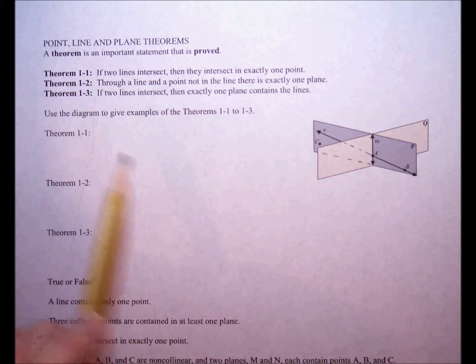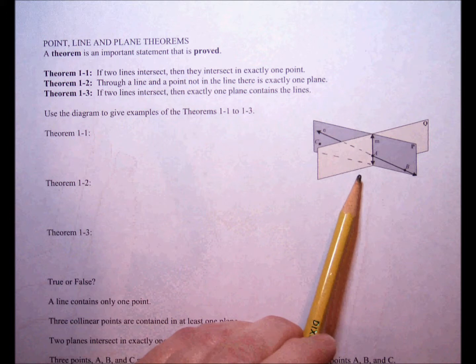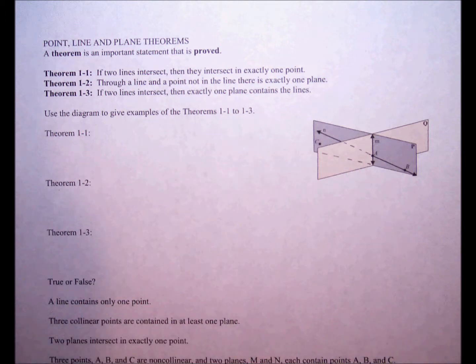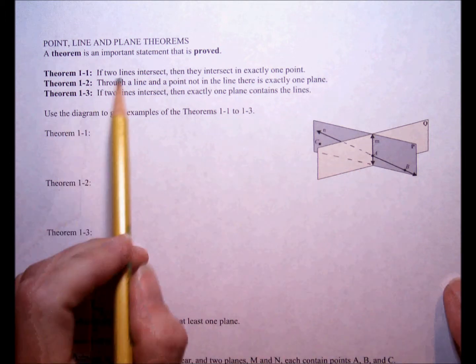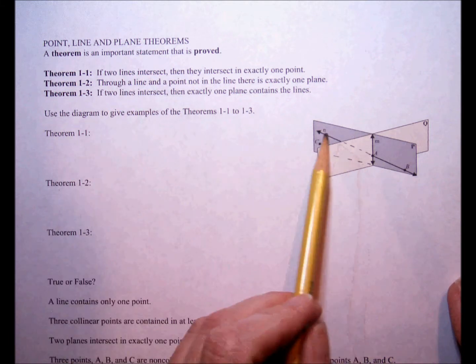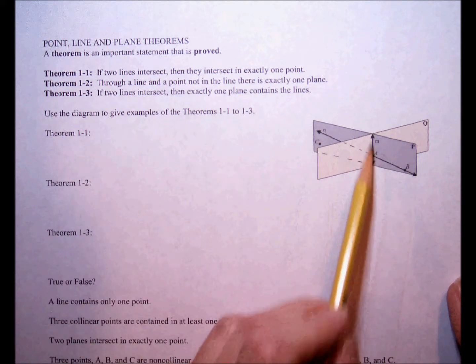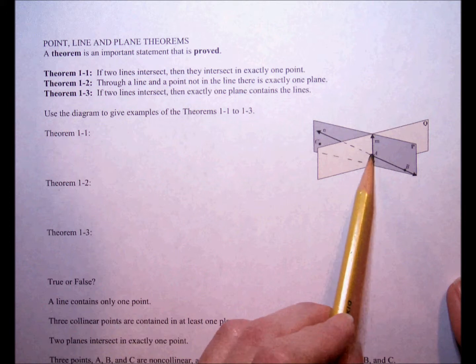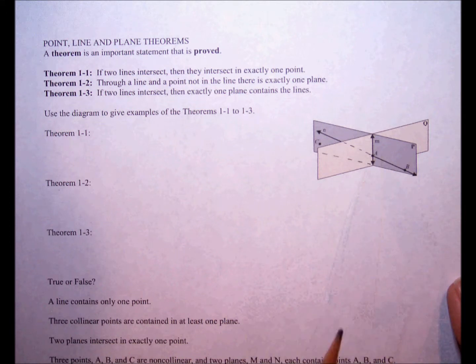And let's look at our drawing, which didn't print very well, so I drew in the dotted lines, and see if we can find an example here. So if two lines intersect, well, we have N and we have M. Those are two lines, and they do intersect in a point, and that point happens to be A.